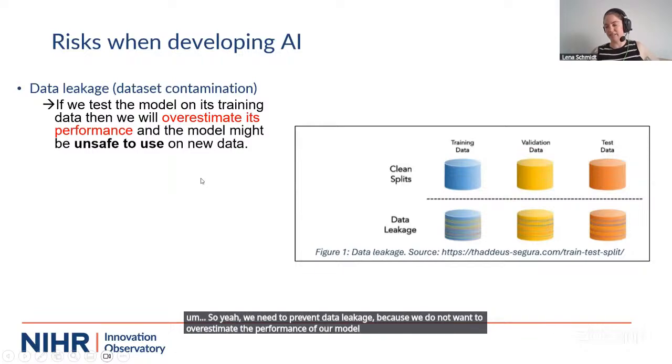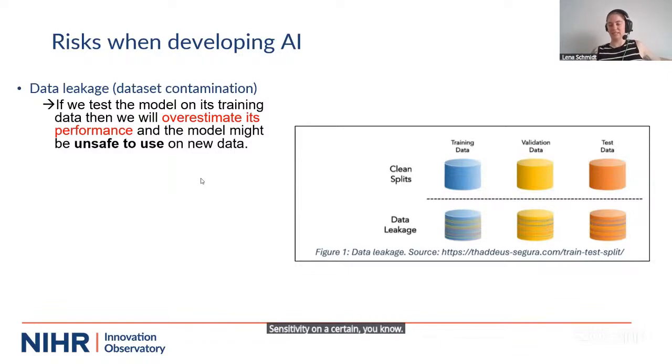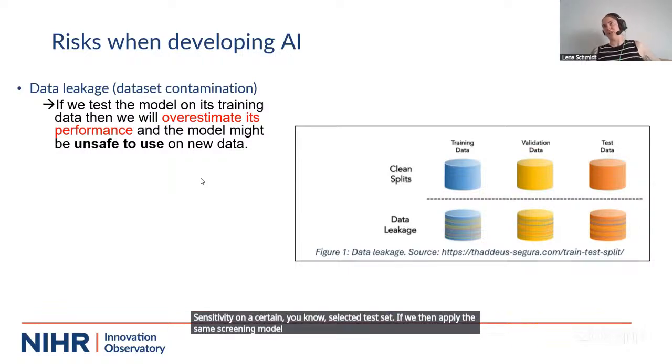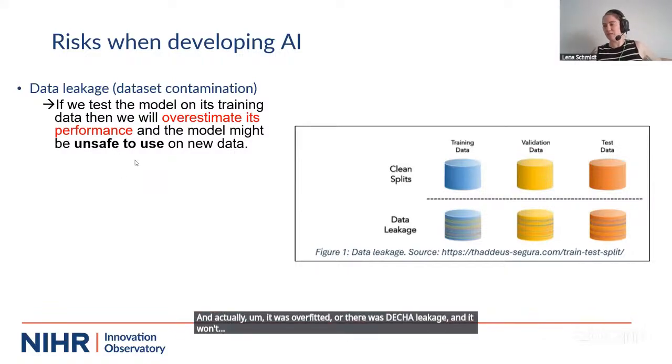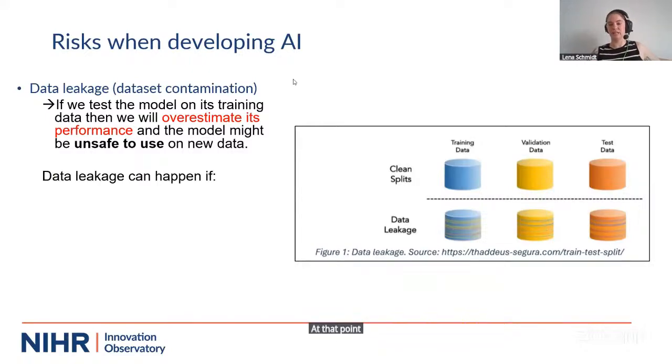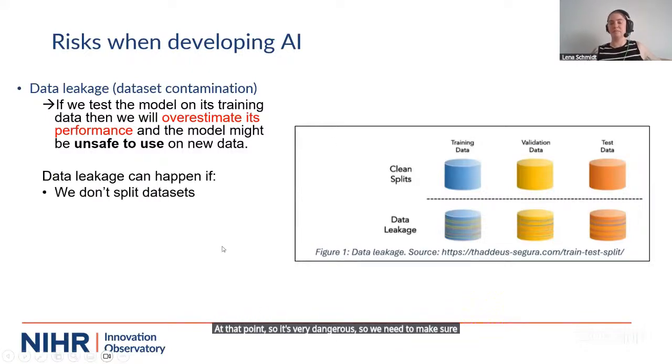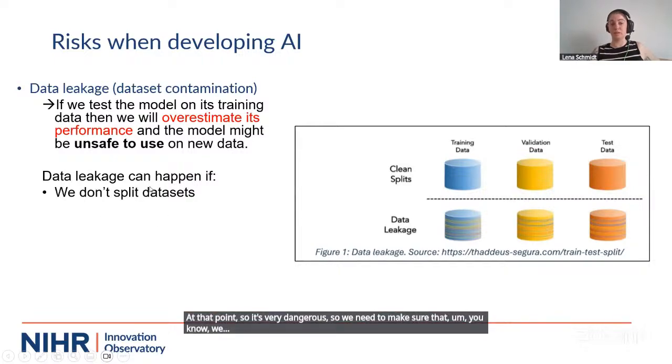So while it's great if we have a screening automation tool that gives us 99% sensitivity on a certain selected test set, if we then apply the same screening model to a downstream set, and it was actually overfitted or there was data leakage, and it only identifies 70% of our records, it would be very hard for us to figure that out at that point. So it's very dangerous. So we need to make sure that we split datasets, because data leakage happens if we don't split the datasets.